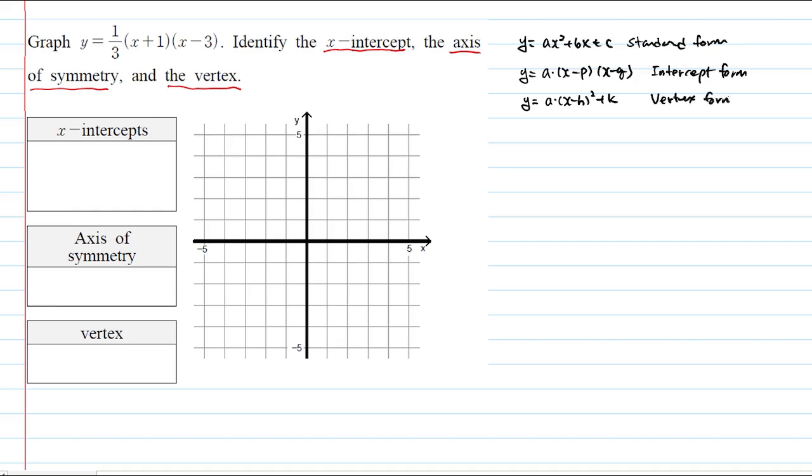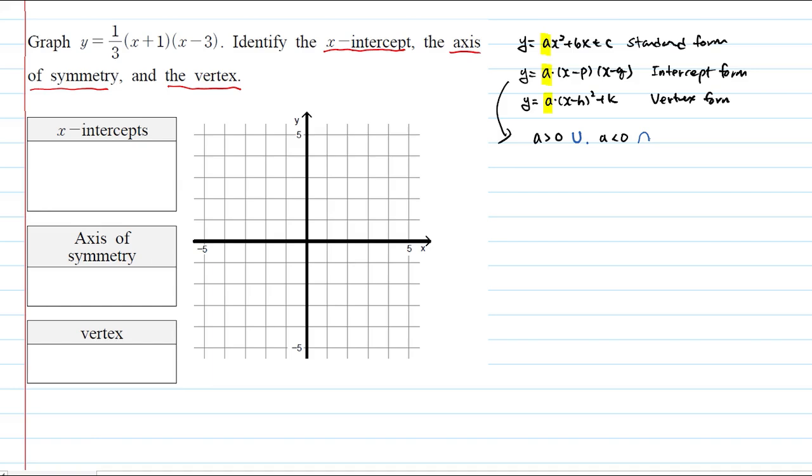So as you study, you should be able to write this down and identify the key factors for each form. Now, when a is greater than 0, that applies to all three forms. When a is greater than 0, it's a U-shape. When a is less than 0, it's an upside down U-shape.